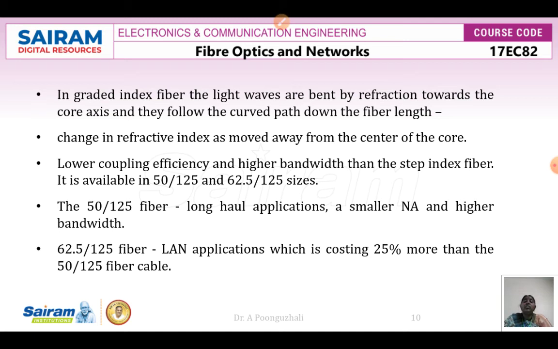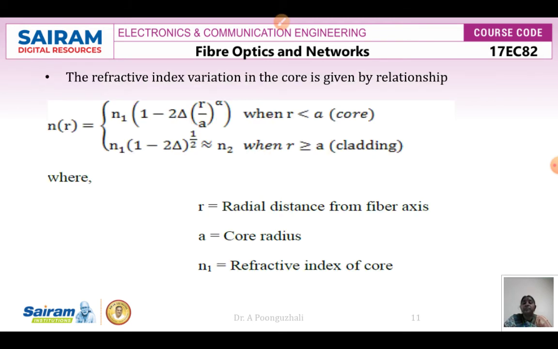When you use this configuration, this type of fiber will be used for long haul applications. When I use it for long haul applications, the numerical aperture will be less and it will have high bandwidth. When I go for a 62.5/125 fiber, it can be used for LAN applications, where it is going to cost 25% more than your 50/125 fiber cable.